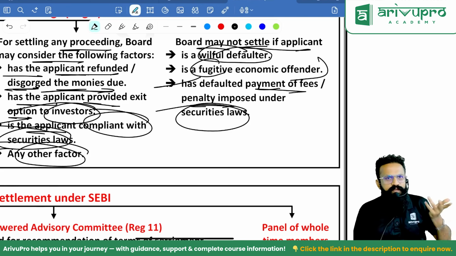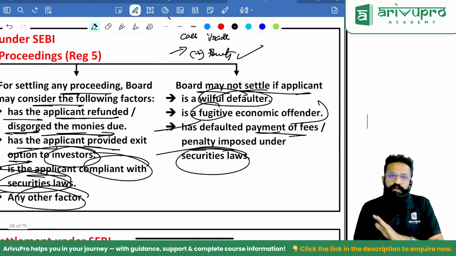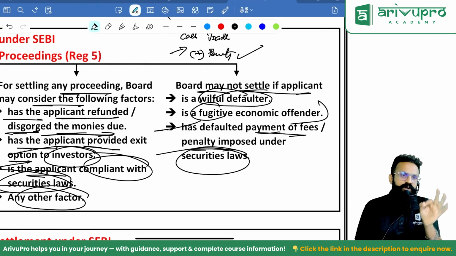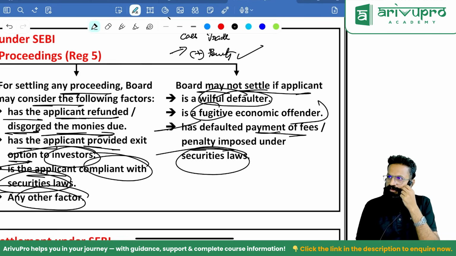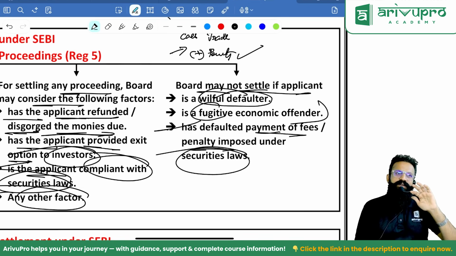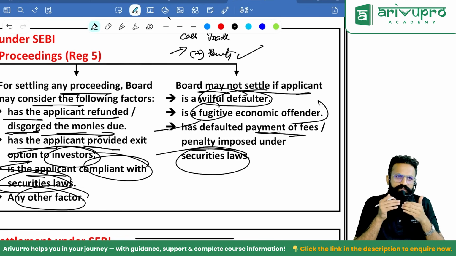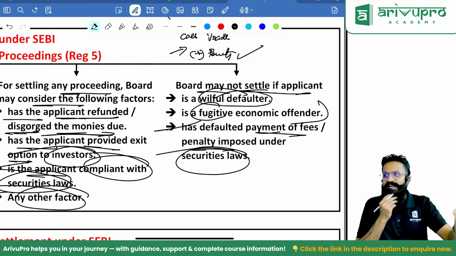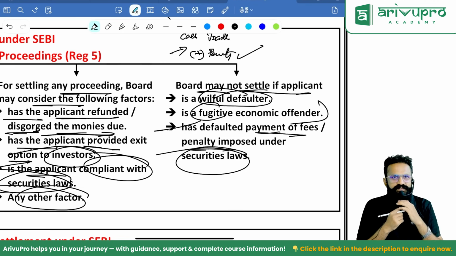Earlier I have told you to pay, you have not paid. Then such people will not be entertained for settlement of administrative or civil proceedings. Clear? So what's the difference between willful defaulter and fugitive economic offender? Willful defaulter is a person who, in spite of having money, has not repaid it. Fugitive economic offender. Fugitive means a person who has left the country with regards to the economic offences. A person who is not available, who has run from the country, we call him a fugitive.